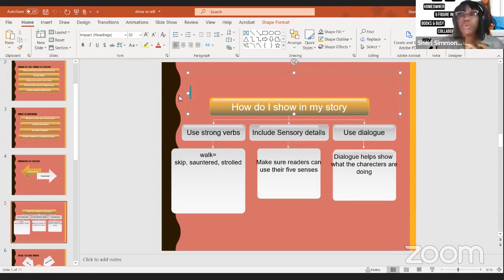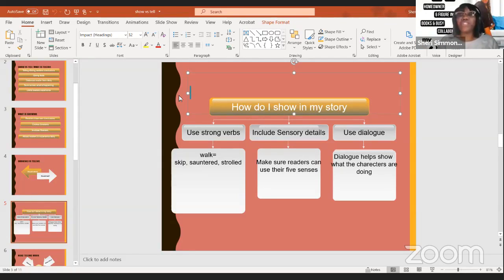So how do you show in your story? When you want to show something, you use strong verbs. To show that somebody's walking, you don't want to tell the reader, oh, such and such is walking. You want to use a strong verb. Such and such sauntered across the room. Such and such strolled across the room. So we know the person is walking, but you just use the word stroll, and we can picture this person making a dramatic entrance into a room.